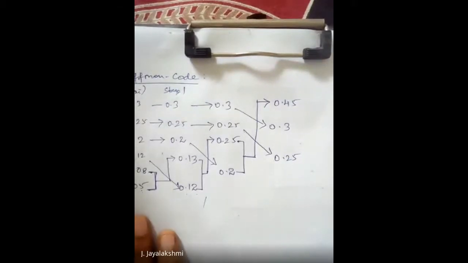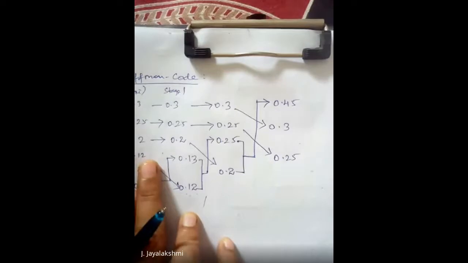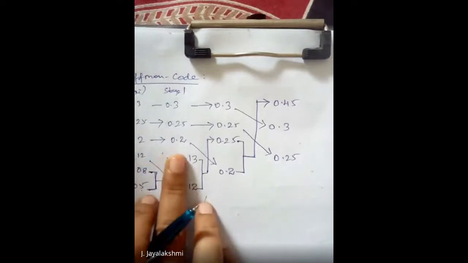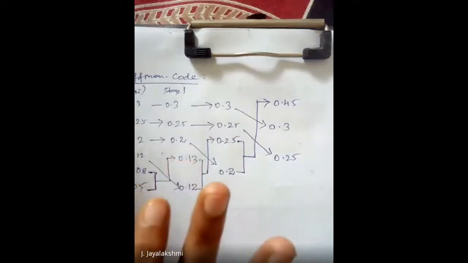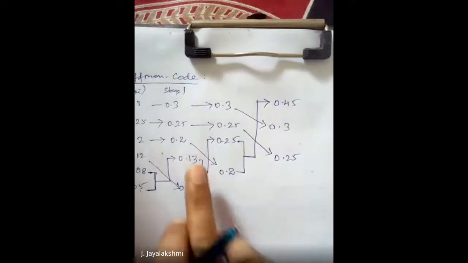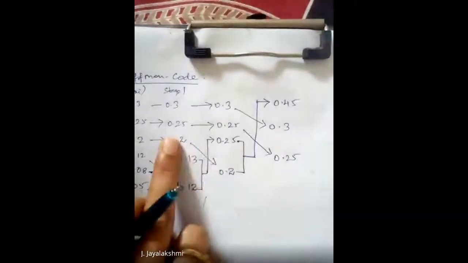From the first column, add from the bottom two probabilities, check whether it is greater than or less than the previous probability existing. If it is greater, take it to the above, or you can write it in the below itself. Almost it will be greater. Okay. Next, you add these two, take it to the above because it is greater than 0.2.